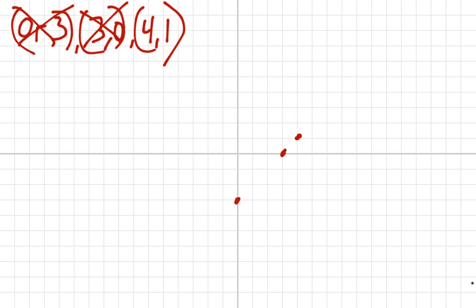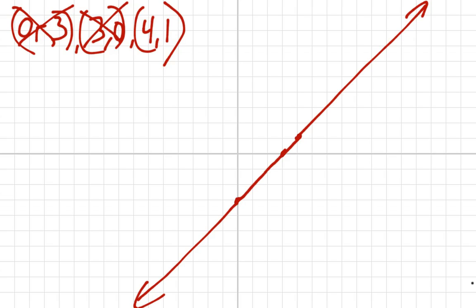Alright, use a ruler, and we can go ahead and connect these dots. So I connect the dots nice and straight. I extend it as long as my graph in each direction, and I put arrows on the end. And there's my final answer.